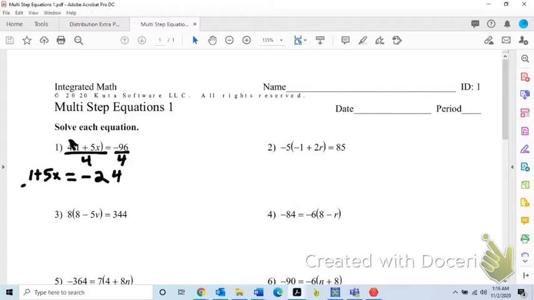So remember, when we divide those 4s, they cancel out. So now we have 1 plus 5x equals negative 24. We're going to subtract 1 from both sides. Just remember, what we're doing here is trying to isolate our variable by using inverse operations. The opposite of addition is subtraction. So now we have 5x equals negative 25.